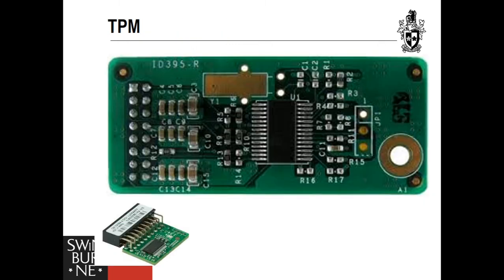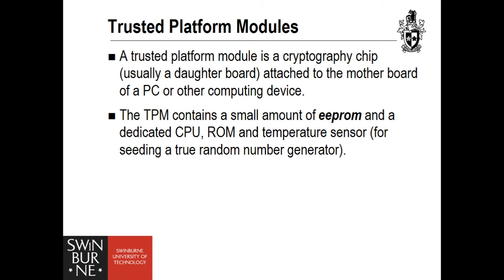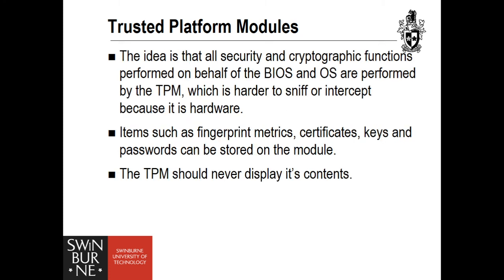This is an example of TPM. Actually, it's a cryptographic chip attached to the motherboard of a PC or other computing device. It contains a small amount of EEPROM, a dedicated CPU, ROM, and a temperature sensor. The idea is that all security and cryptographic functions performed on behalf of the BIOS and OS are performed by the TPM, which is harder to sniff or intercept because it is hardware.